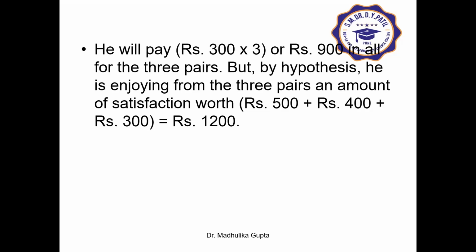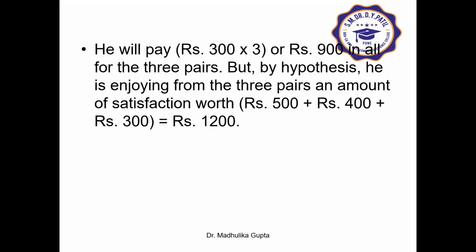But by hypothesis, he is enjoying satisfaction from these 3 pairs. We are now counting satisfaction. First we counted the price, 300 into 3. Now from the first he is getting satisfaction of 500, second 400, third 300, so 1200. So he enjoys a surplus of satisfaction from his purchase of 1200 minus 900. So his consumer surplus is 300.